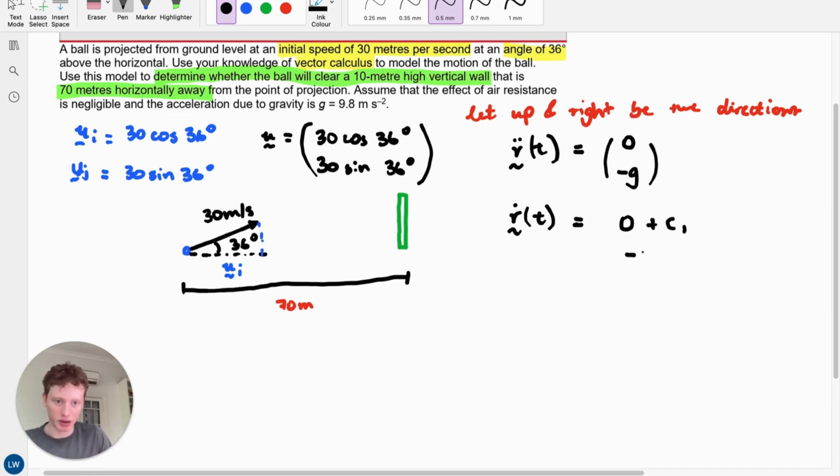Negative g then is going to become negative gt, because we're integrating with respect to t. And then it's also going to get a plus c2 there. So that's what we'll get on the next line.